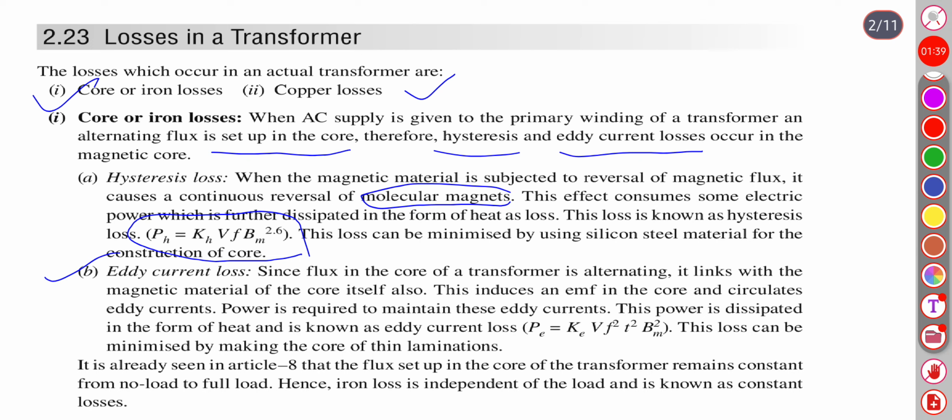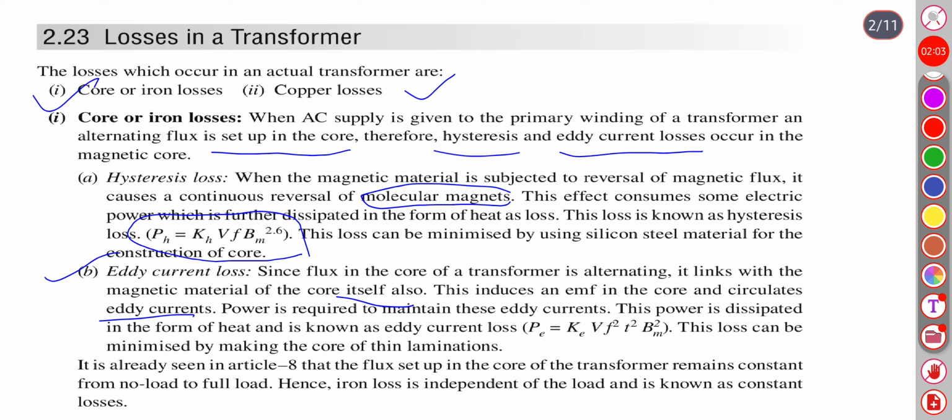Second is the eddy current loss. Since flux in the core of a transformer is alternating, it links with the magnetic material of the core itself also. This induces an EMF in the core and circulates eddy currents. Power is required to circulate these eddy currents.